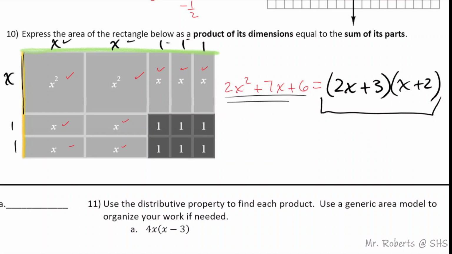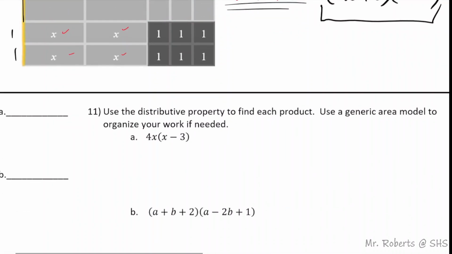This is legit what I get when I multiply those two binomials. Last question, number 11. It says, use the distributive property to find each product. Use generic area models to organize your work if needed. I do not think I need this for A at all, right? This is the simplest form of the thing we call the distributive property, 4x times x minus 3.